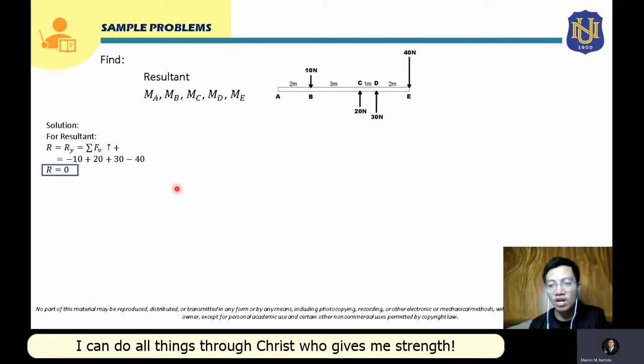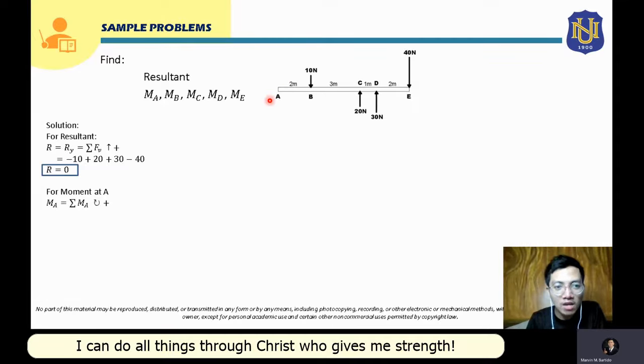Now we are also asked to solve for the moments at A, B, C, D, and E. So let's first solve the moment at A. Solving for the moment at A, it will just be equal to the summation of all the forces that have a moment at A.